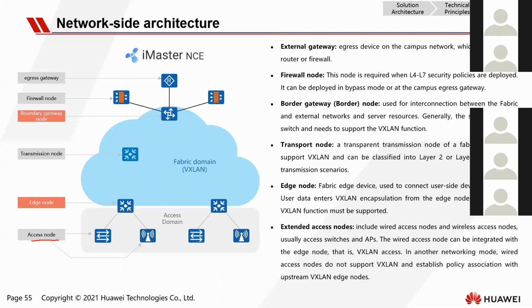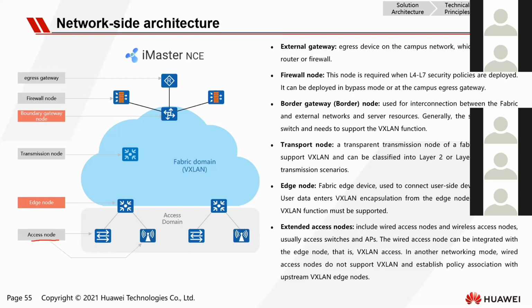I have a question. Regarding this transmission node, should it be part of the fabric? If it is not part of the fabric and doesn't know VXLAN, how can it transfer VXLAN packets?